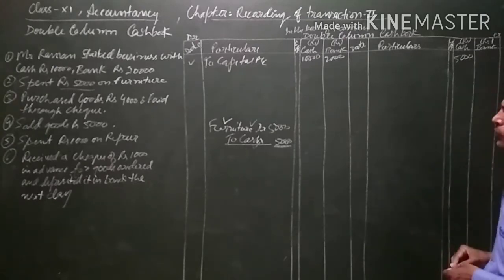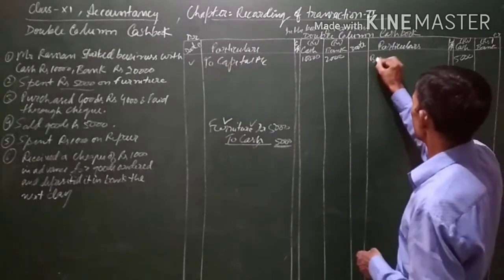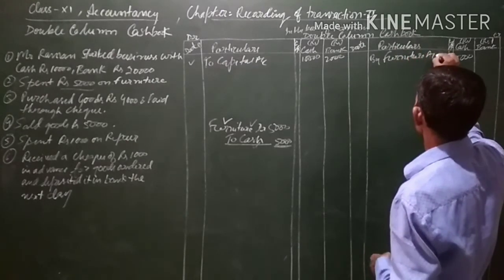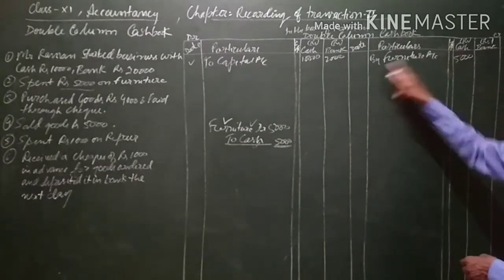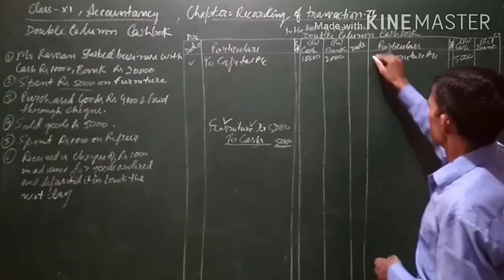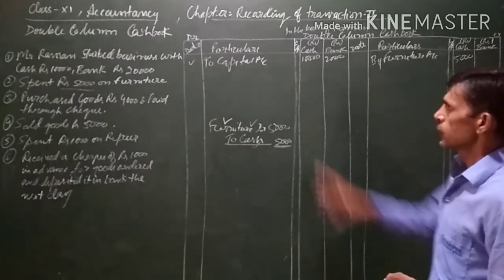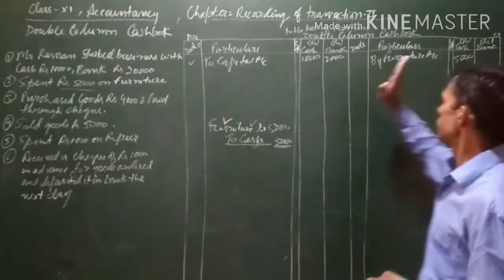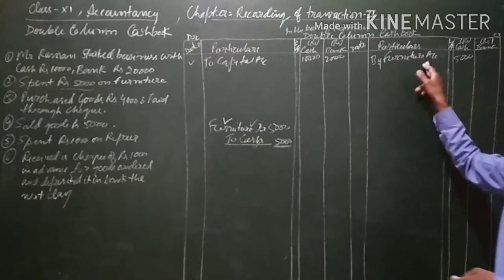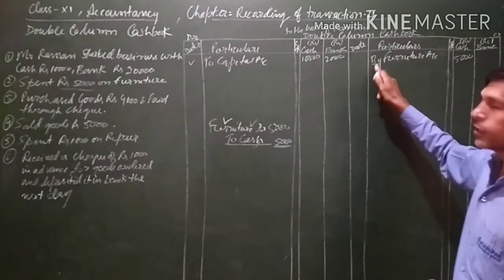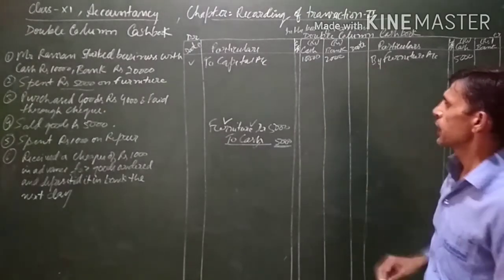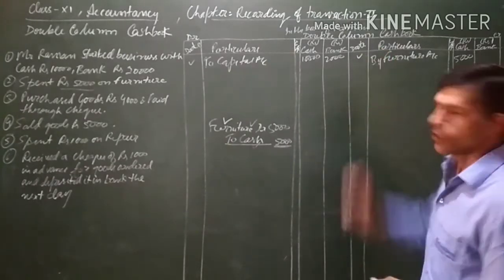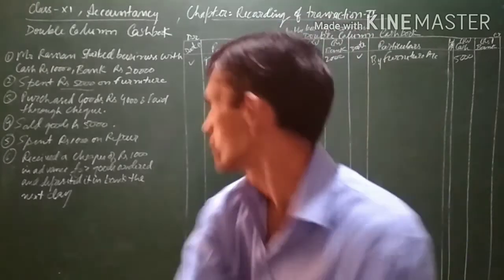And why is this 5,000 going out of the business? On account of furniture, since we have purchased the furniture. So we will be writing here "By furniture". In the previous video, I told you that on the debit side, whatever account we are writing, we should be writing it with "To". And on the credit side, whatever account we are writing, it should be written with a prefix "By". So "By" is being added before writing the furniture. Since the date is blank, we will be leaving the date column blank.